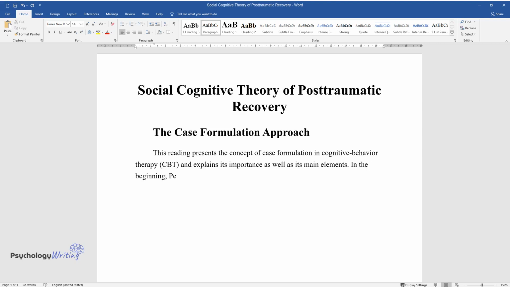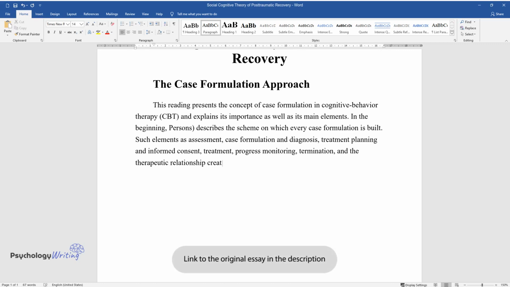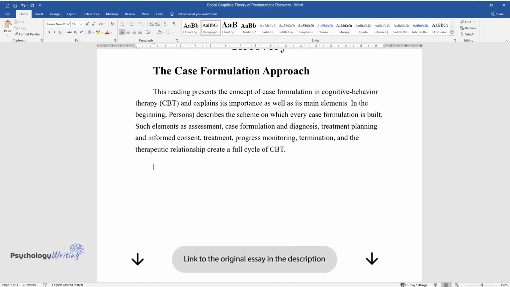In the beginning, Persons describes the scheme on which every case formulation is built. Such elements as assessment, case formulation and diagnosis, treatment planning and informed consent, treatment, progress monitoring, termination, and the therapeutic relationship create a full cycle of CBT.